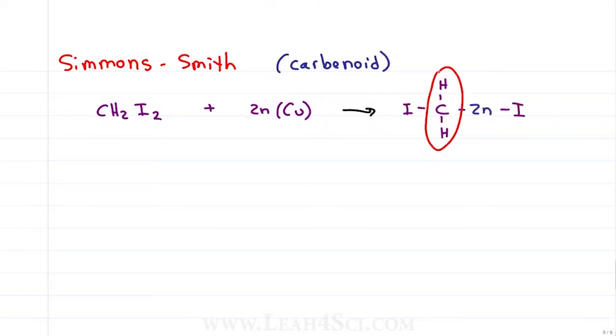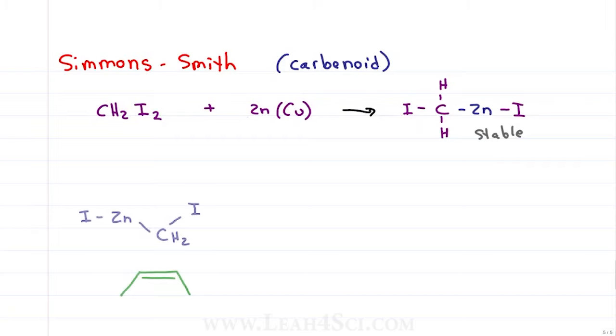This right here would be our carbene, except instead of a lone pair, it has the halogen attached. Instead of an empty p orbital, we have that zinc iodine also attached. Why is this so important? Compared to a carbene, this carbenoid is actually very stable. The mechanism for the Simmons-Smith reaction is very similar to what we've already seen, in that we have a concerted attack with one extra step.